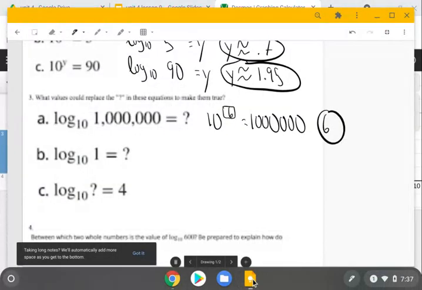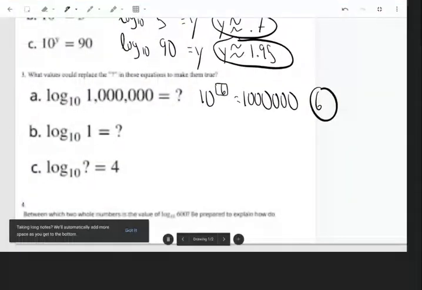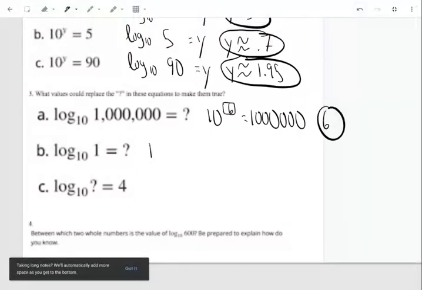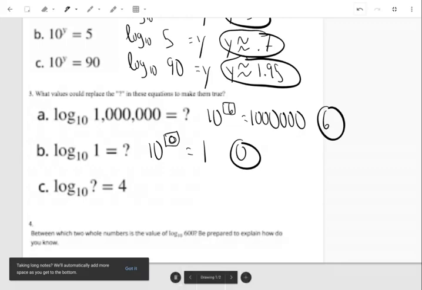Okay. How about B? Log base 10 of 1. So in other words, 10 to what power equals 1? This is one that we should know. We should know that the answer in this case has to be 0, because anything raised to the power of 0 is equal to 1.